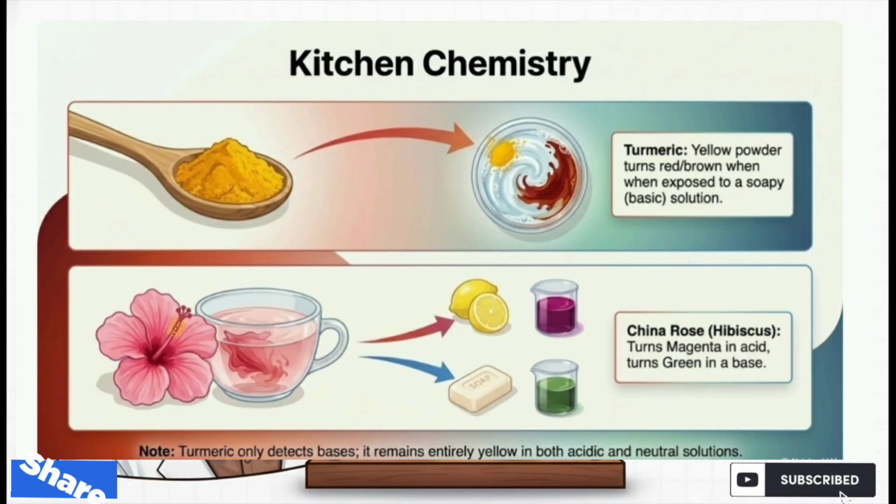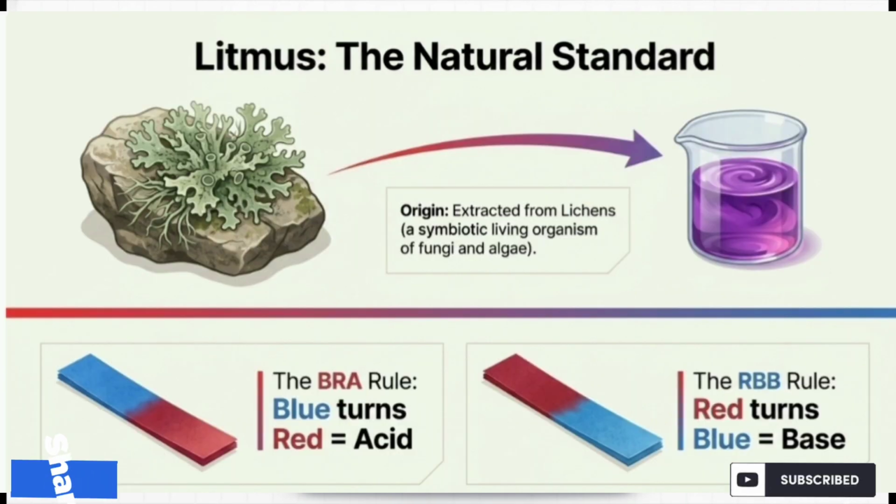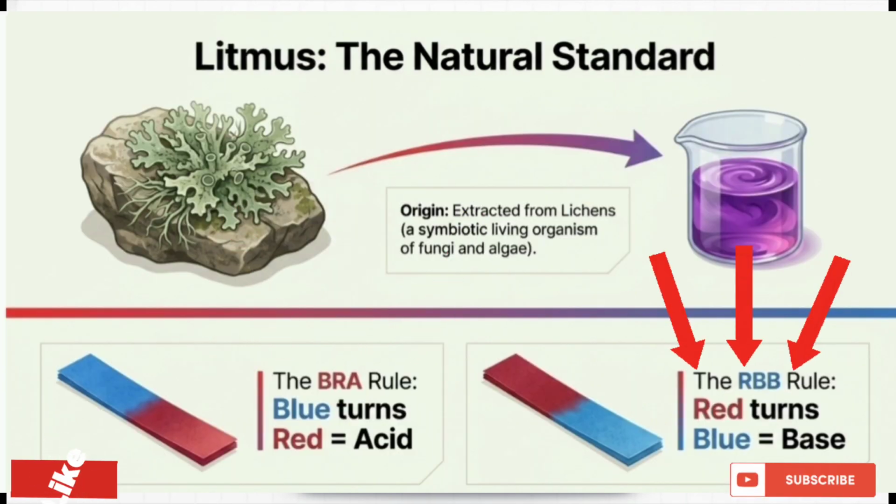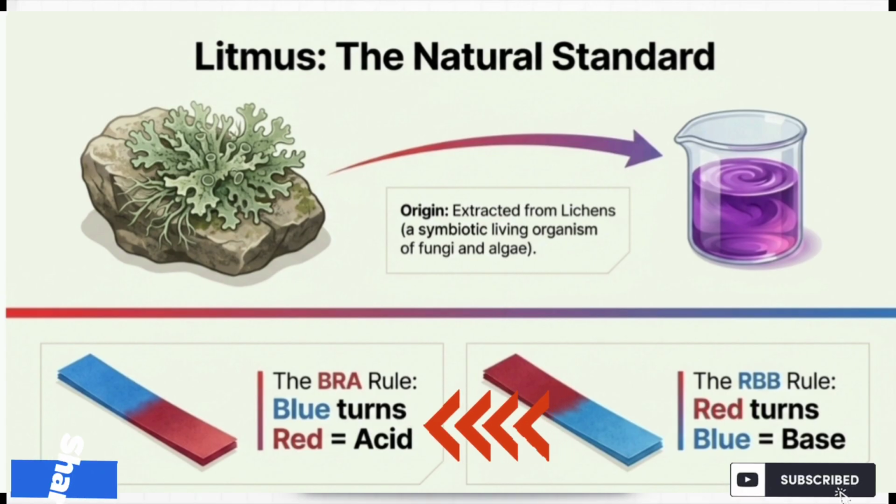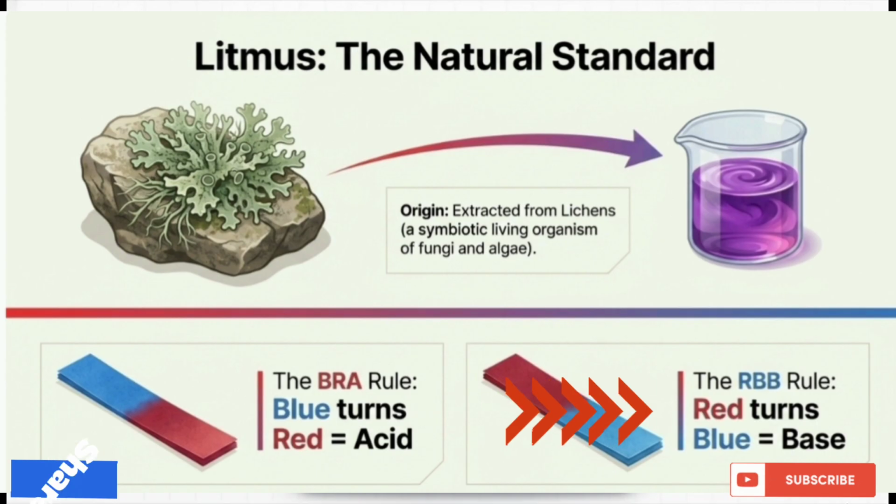Okay, so here is the absolutely crucial part, knowing how to read those litmus papers. I have a mnemonic trick for you that is, no joke, going to save your life on your next exam. Ready? Just remember BRA and RBB. BRA stands for blue turns red equals acid, and RBB stands for red turns blue equals base. Lock that in your memory, and I promise you will never mix them up again.